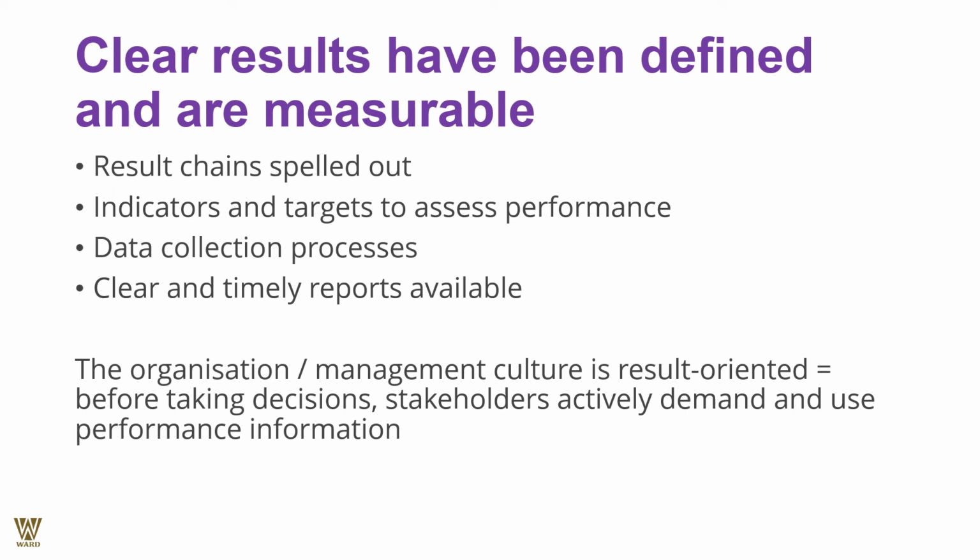Remember, we are talking about result based management. The result chain needs to be adequately spelled out, mentioned clearly, accessible and understandable. It should be absolutely simple to understand. With indicators and targets, what we are looking forward to is that a clear timely report should be available as and when required. Remember, the organization, or should I say the management culture, should be result oriented, because then only can stakeholders take fruitful decisions, actively demanding and using the performance information as the case might be. So this is what we are talking about here.